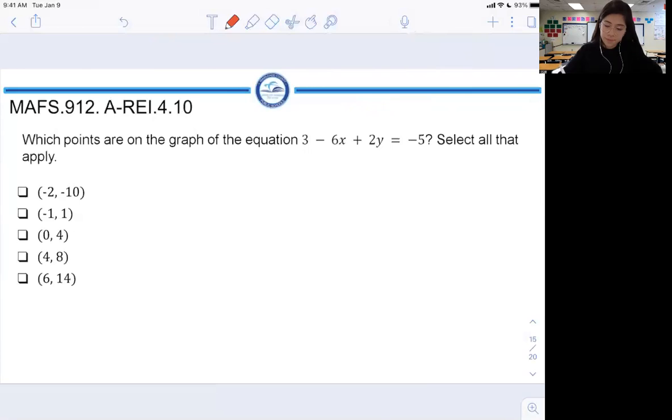Oh, so I didn't have to do all that, just plug it in? Just plug it right in, yeah. That's the beauty of it. I love these types of problems because they're very quick. You just plug things in and see if it works.